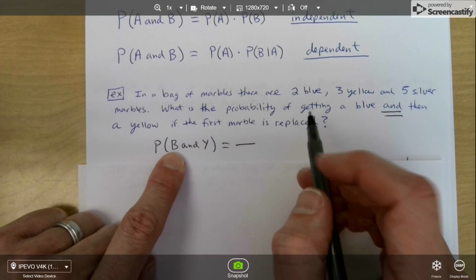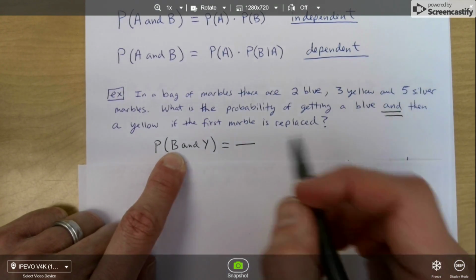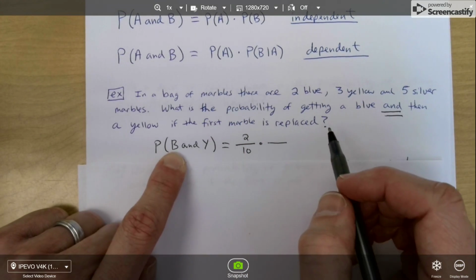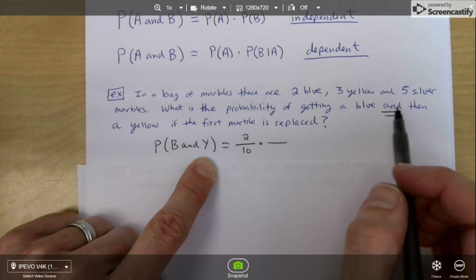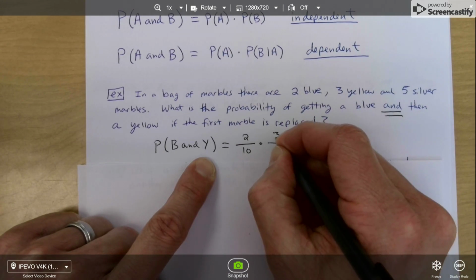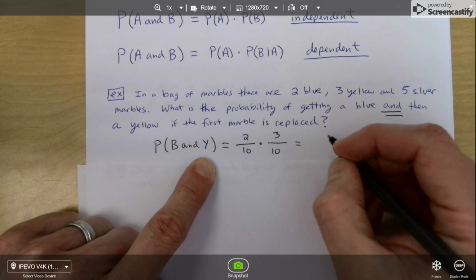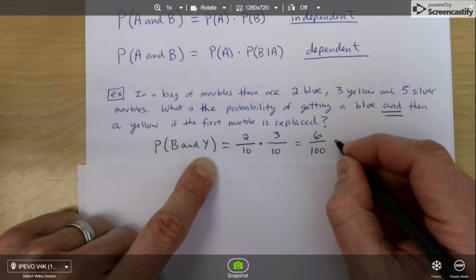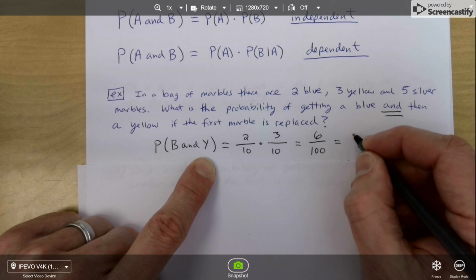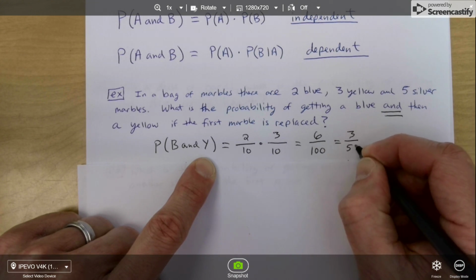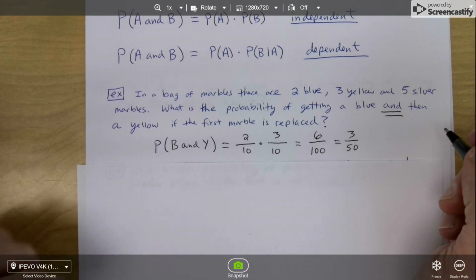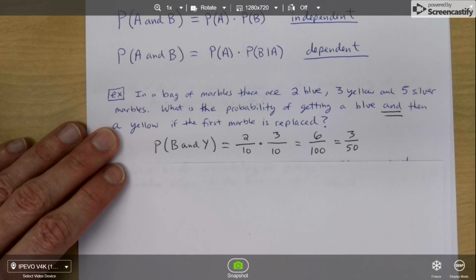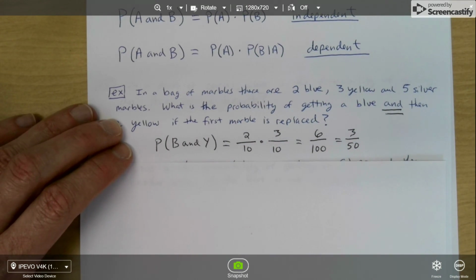Well, let's check. Blue is 2 out of 10. And you're going to times that by yellow. Let's see, a blue and then a yellow. Yellow is 3 out of 10. So you times those together, and what you'll get is 6 over 100. If we reduce that, that would take a 2 out of both of those. It gives you a 3 over 50. Okay, so that's the probability of getting a blue and then a yellow. Okay, and is the keyword, and it was replaced, so that's why the probability didn't change.